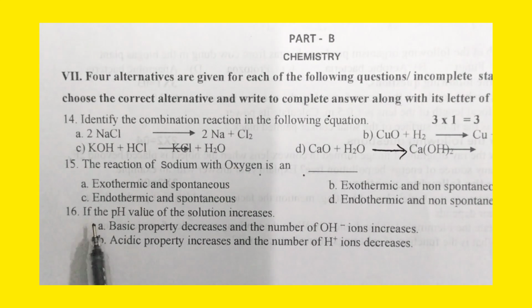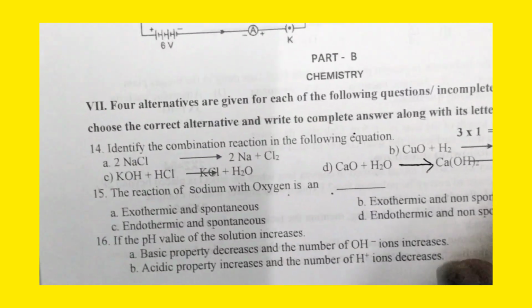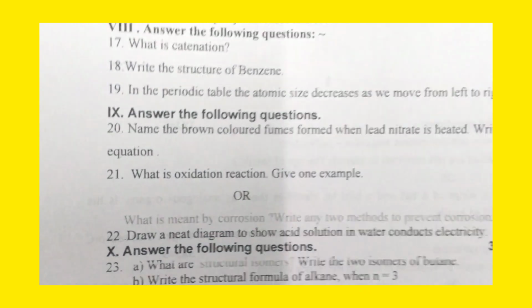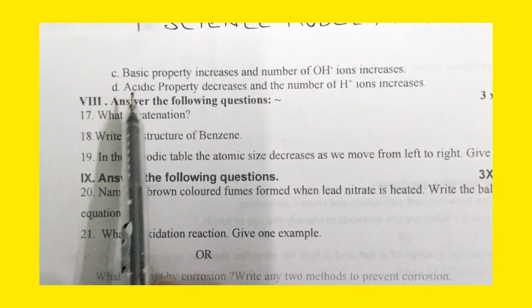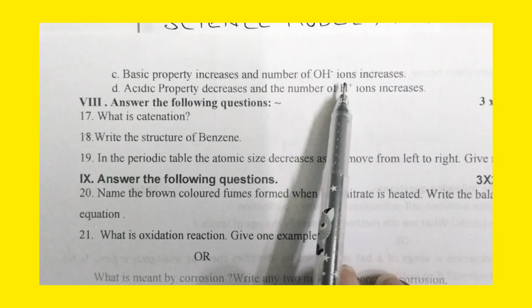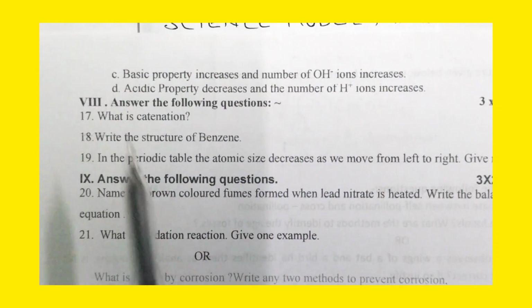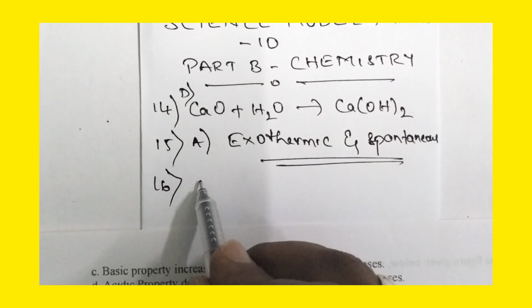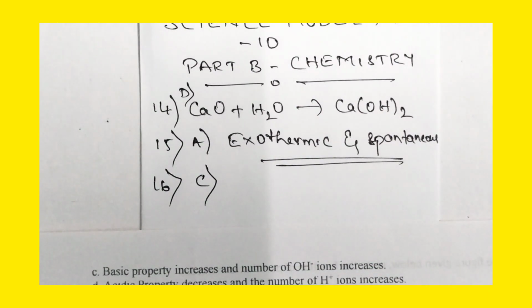Now let us move to the 16th question: if the pH value of the solution increases. As the pH value increases, the basic property increases and the OH minus ions also increase. Option A, basic property decreases: no, it is not the right answer. Acidic property increases: no, this is also not right. Option C: basic property increases and the number of OH minus ions also increases. So for the 16th question, option C is the right answer.